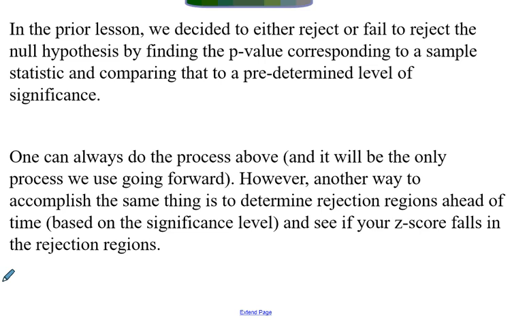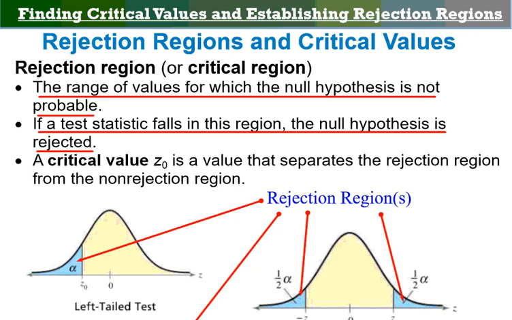So the idea is, let's set our threshold z-scores and find if our z-score is a large enough number past those threshold z-scores, then we've observed something unusual enough. We don't even need to calculate the p-value because we know we're already past that threshold z-score, which we call the rejection region. So the rejection, or also known as the critical regions, are the range of values for which the null hypothesis is not probable. If a test statistic falls in this region, the null hypothesis is rejected.